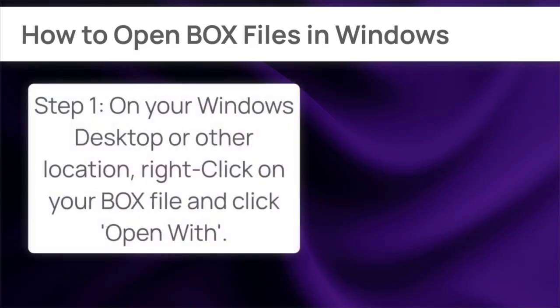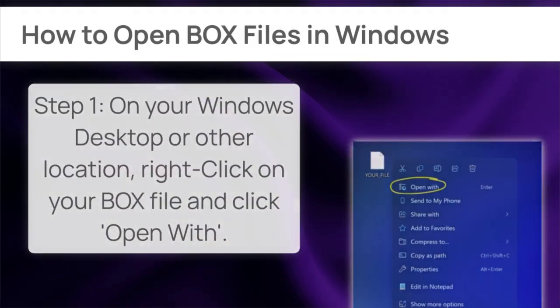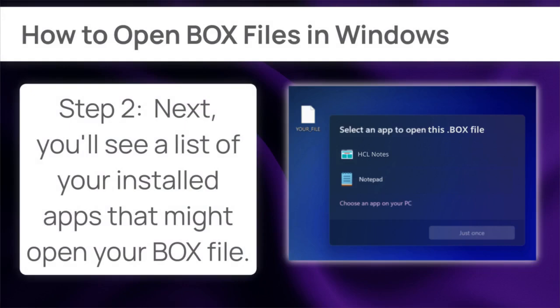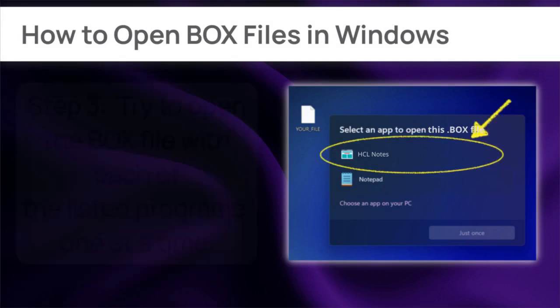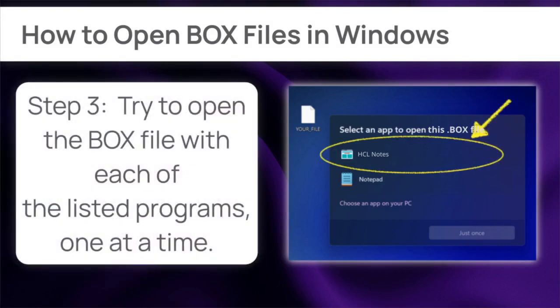To open this specific BOX file, right-click your file and select Open With. If HCL Notes is available, use that first. If it's missing, choose another program. Don't worry if it takes a few attempts to find the right software.